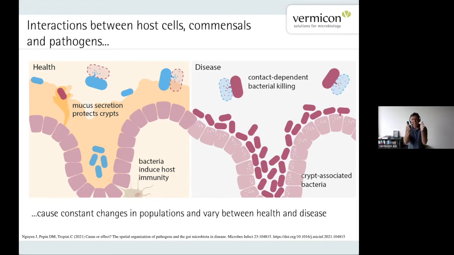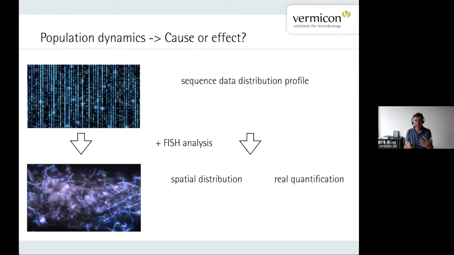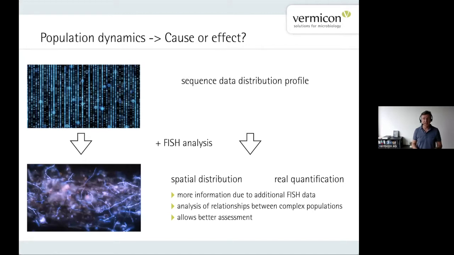And when you just look at the sequence data, this is not enough, because in these cases the sequence data will, in many cases, not vary. But what will vary is the spatial analysis. Because this is microbial ecology, this is not just data. And it's often the question of population dynamics, is it cause or effect? So we have the sequence data distribution profile, but with the FISH analysis, we see the spatial distribution, we see the real quantification, and we have just more information due to this additional FISH data. We have the analysis of relationships, and it allows a better assessment.